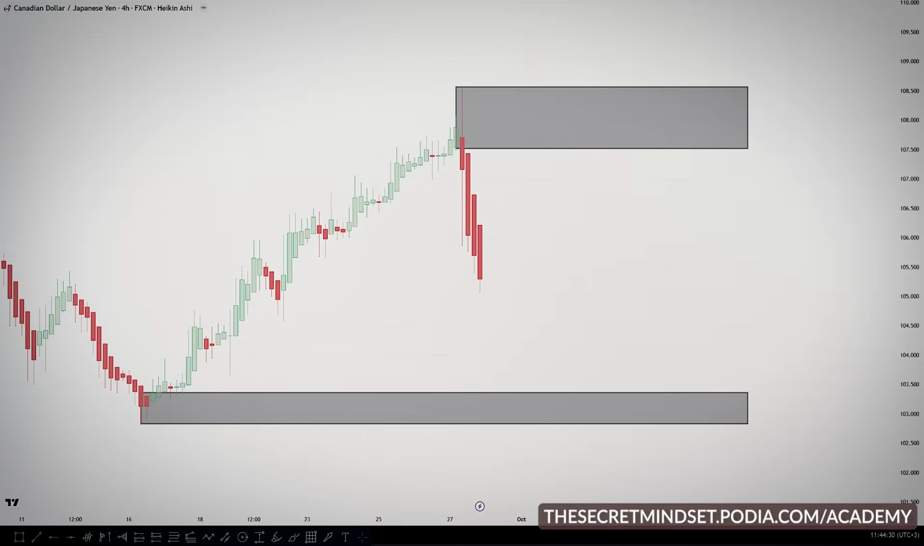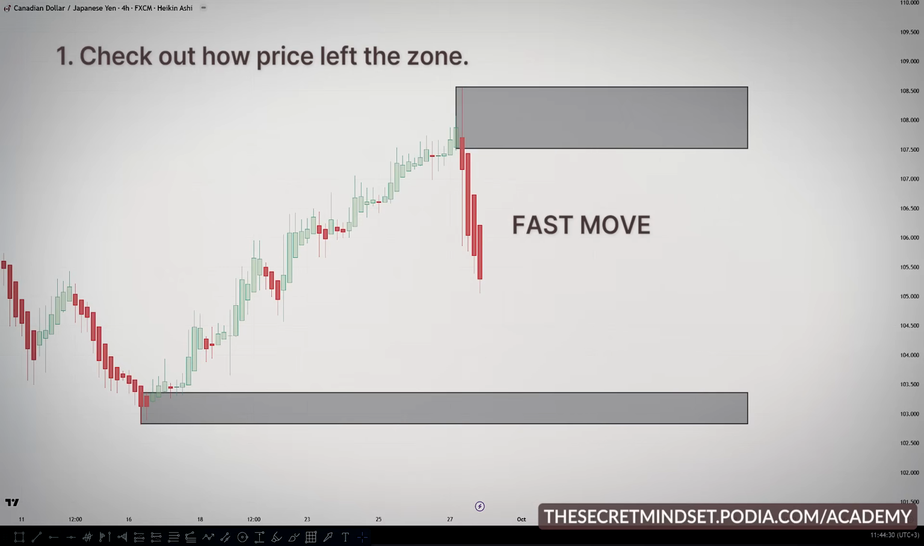Now let's talk about how to spot the best Heikin Ashi supply and demand zones. First, check out how price left the zone. Did it shoot out fast, or did it slowly drift away? The faster and stronger the move, the more likely it is that some big players placed heavy orders there.